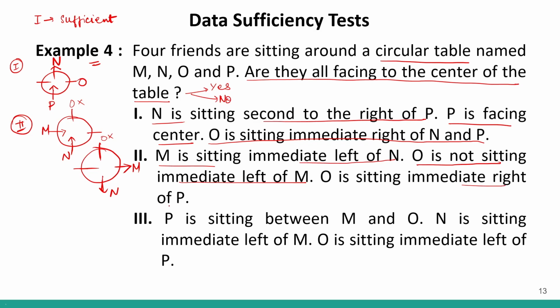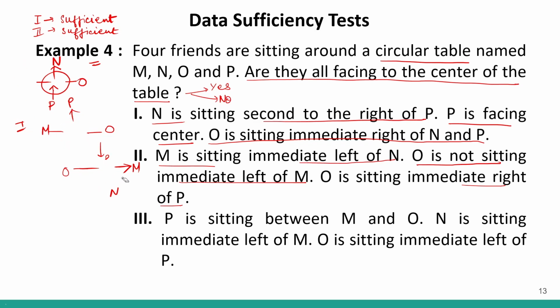O is sitting immediate right of P. So P is over here, O will be sitting over here. That means P will be facing inside. And over here, P is basically over here, and O is sitting to the immediate right, that means O will come over here. So we have many possibilities, and in each possibility, some people are facing inside and some people are facing outside. So are they all facing towards the center? No. So 2 is also sufficient.